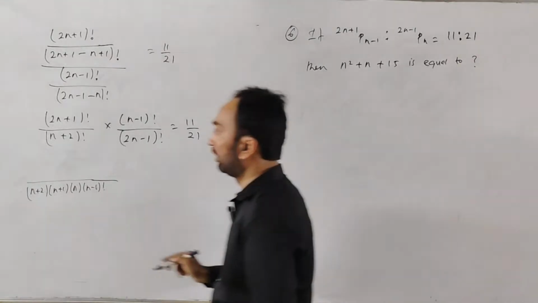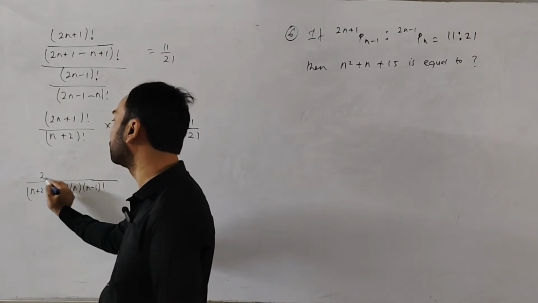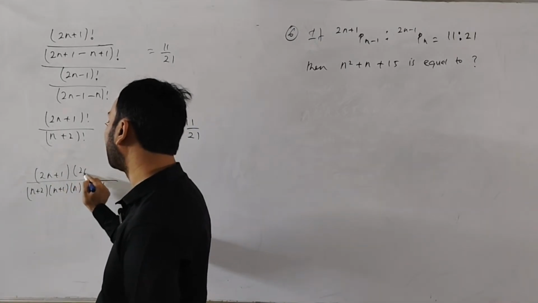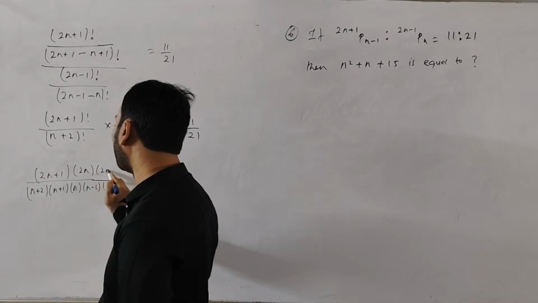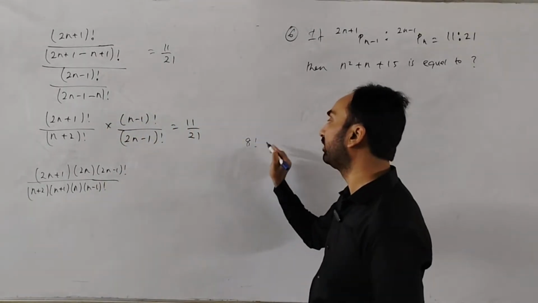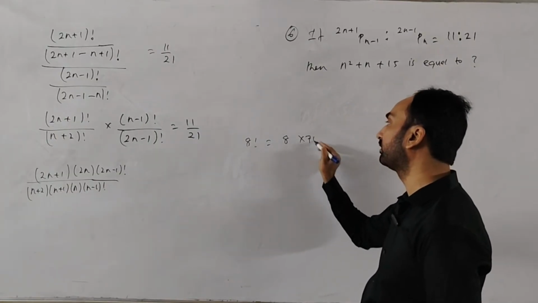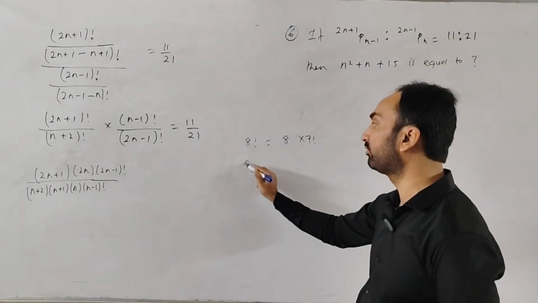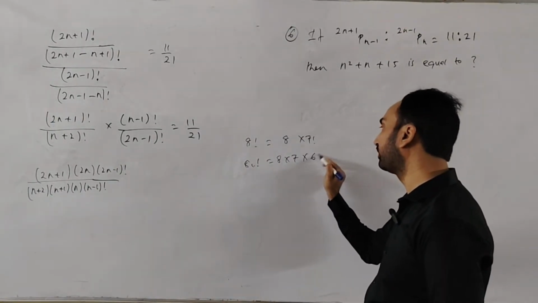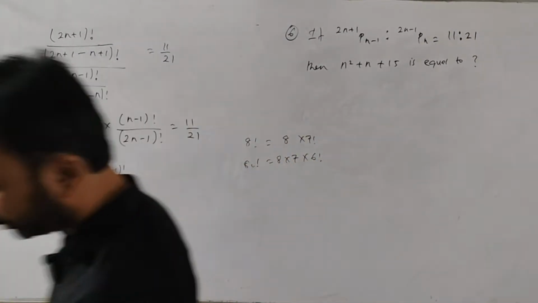And this is 2n plus 1, no? So 2n plus 1 I can also write as 2n plus 1, and this can be written as 2n into (2n−1)!, right? It is as simple as that. Whenever you have 8 factorial, it can be written as 8 into 7 factorial, or else as 8 into 7 into 6 factorial, right? So in a similar way we are trying to reduce that part.